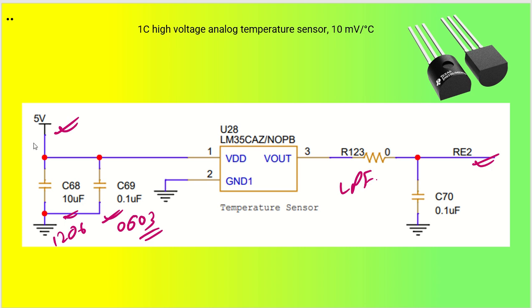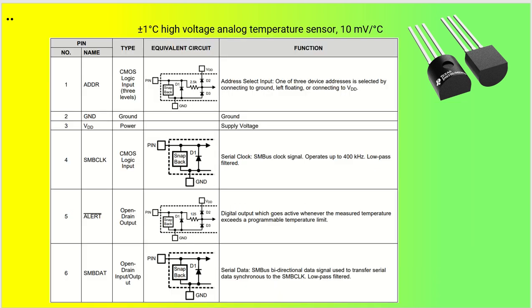There are a lot of circuits using the LM35. The LM35 circuits have been taken from the datasheet itself. As you can see, it has 10 millivolt per degree centigrade.